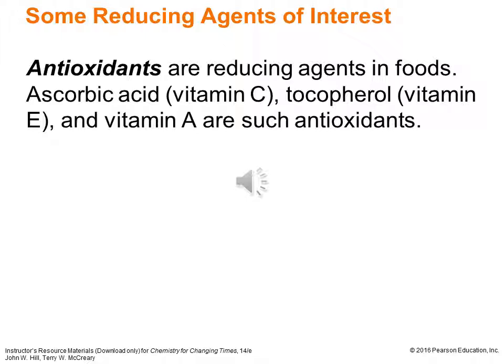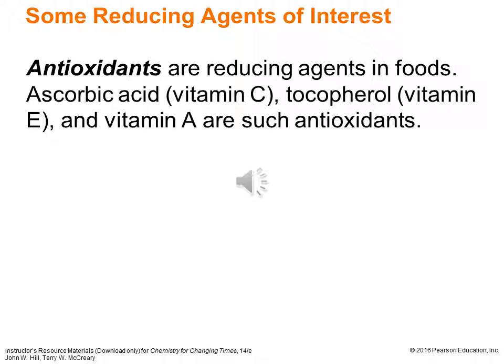In terms of human biology or biochemistry, we have some other important reducing agents out there. Antioxidants, those things that prevent other parts of the cell from getting oxidized, are just really good reducing agents. So they're typically present in foods or sometimes taken alone as a supplement. Examples would include vitamin C, ascorbic acid, tocopherol, vitamin E, and then vitamin A, or beta-carotene, really, which is provitamin A, would be examples of such antioxidants.